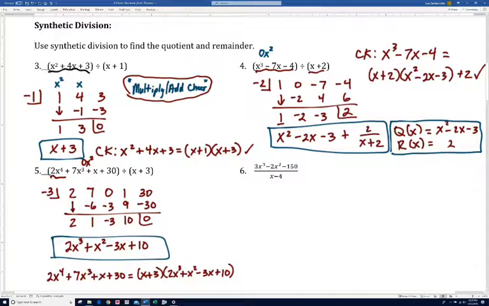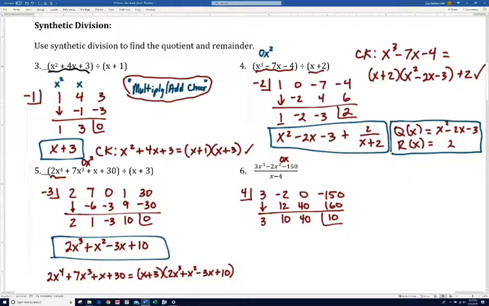All right, so on number 6, you should have put, well, first of all, there's a 0 that goes for the x term, and you should have used 4 in the box. Setting it up, you should have 3, -2, 0, -1, 50 as your coefficients. Let's drop the 3, and so we'll do our multiply add here. Multiply 3 times 4, you get 12. When you add, you get 10. Multiply, you get 40. When you add, you get 40. Multiply, you get 160. When you add, you get 10.